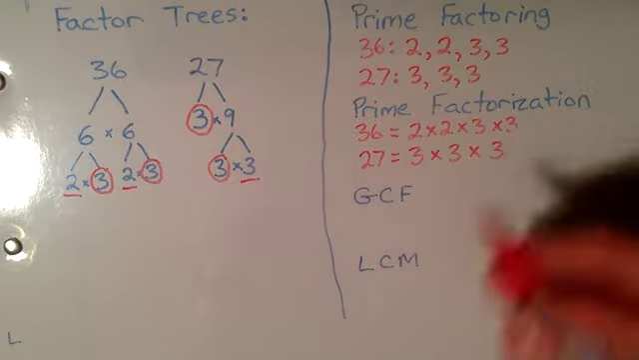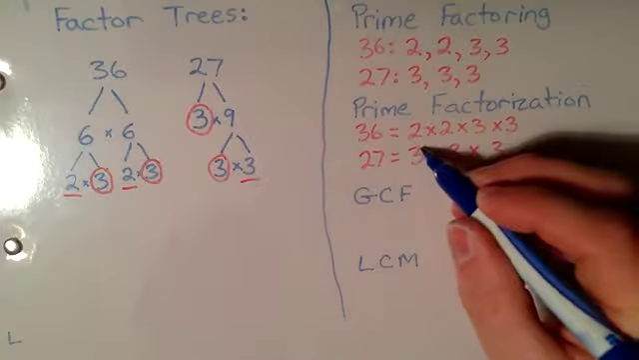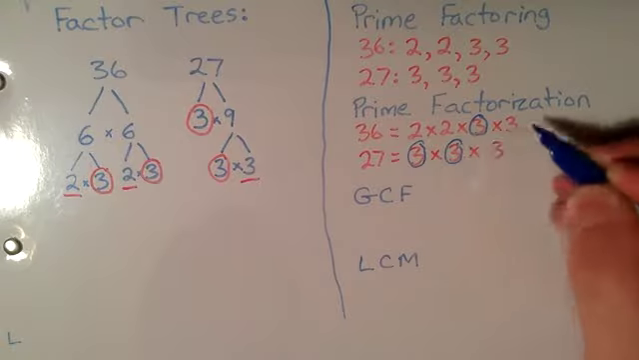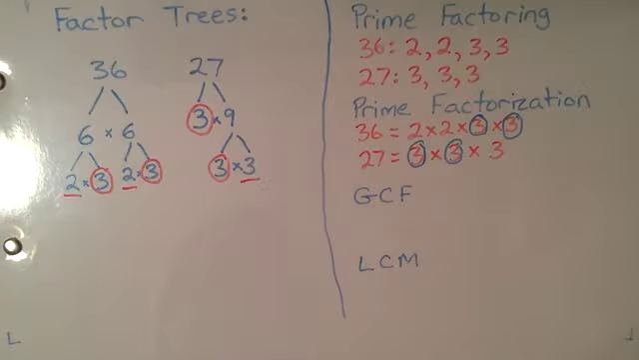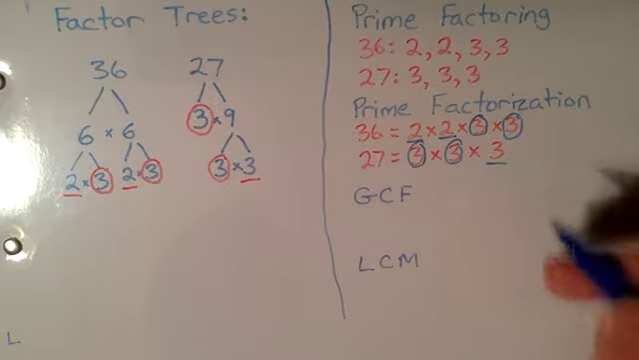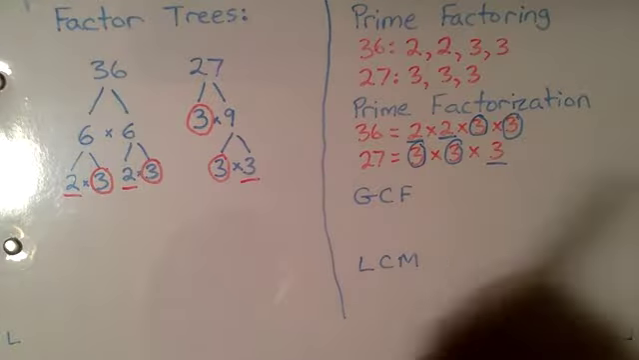You can still do that here, of course. So, for example, you could circle the 3 here, and the 3 here, and then the 3 here, and the 3 here. Either way will work, and then I would underline my 2s and my extra 3. So you can do it in either place. I just like to do it on the factor tree. I find it's a little bit easier to follow.